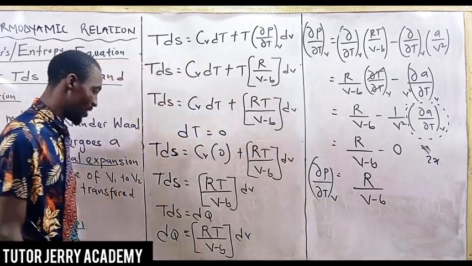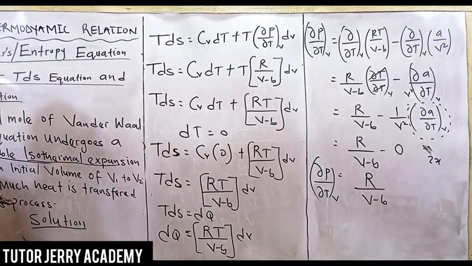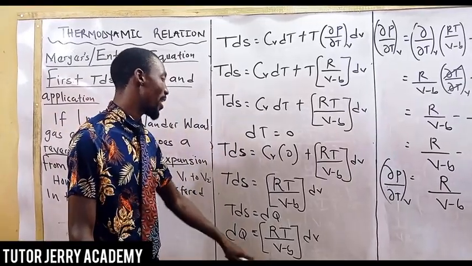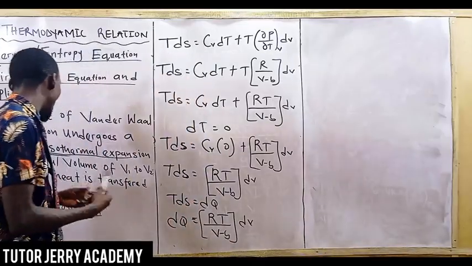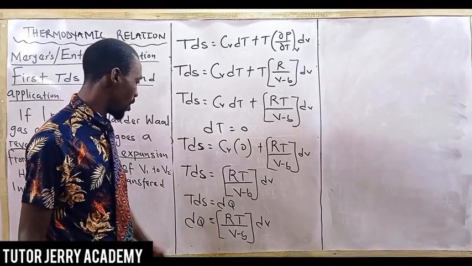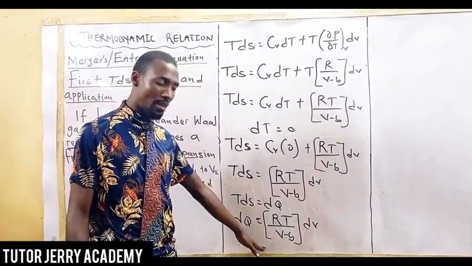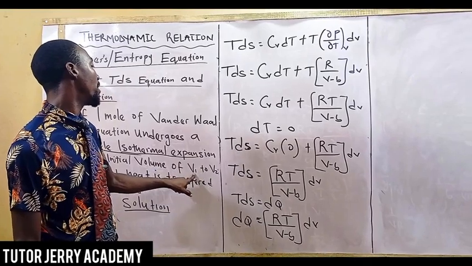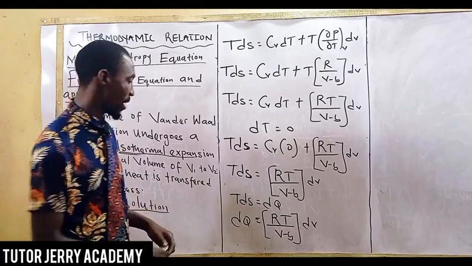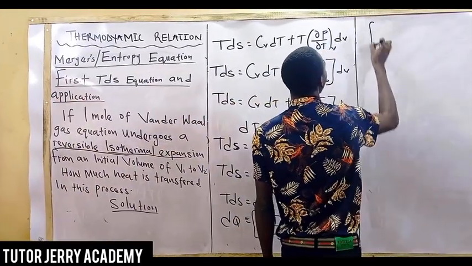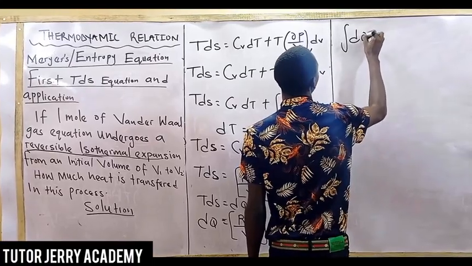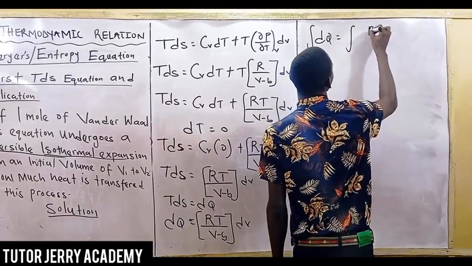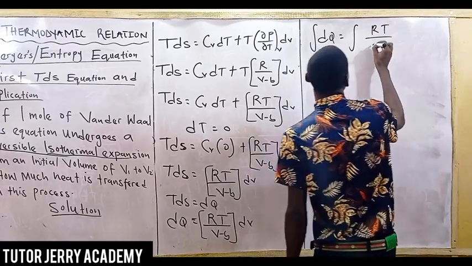So let's complete this. We want to find the amount of heat. They say how much heat is transferred in this process, so that's what we are trying to find. For us to get the amount of heat transferred during this process, we are going to integrate, and don't forget, from an initial volume of V1 to V2. So we integrate both sides. We are going to have the integration of dq equal to the integration of RT over V minus b dV.